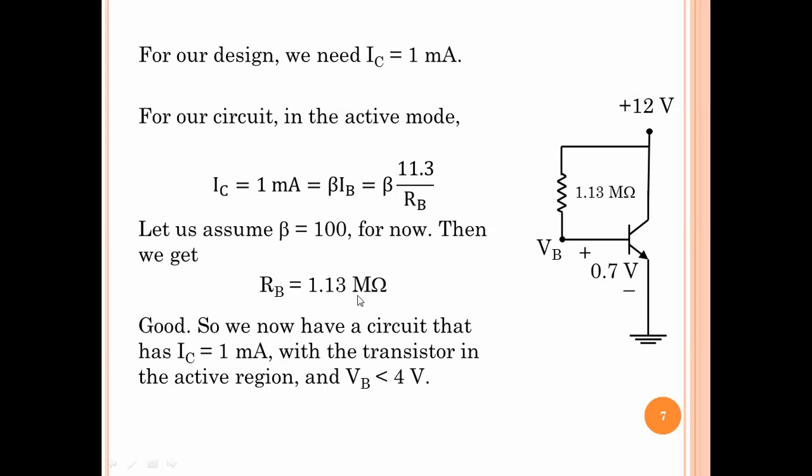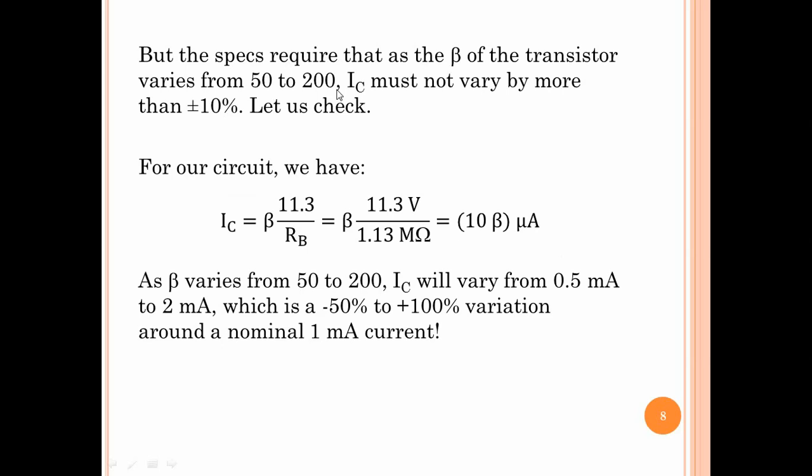So with this value of RB, we now have a circuit that has IC equal to 1 milliamp, and it also has VB less than 4 volts. VB is less than 4 volts, it is 0.7 volts. So we met two of the three specifications of the circuit with this circuit. What was the third one? Let us see. The third was that as the beta of the transistor varies from 50 to 200, IC must not vary more than plus or minus 10%.